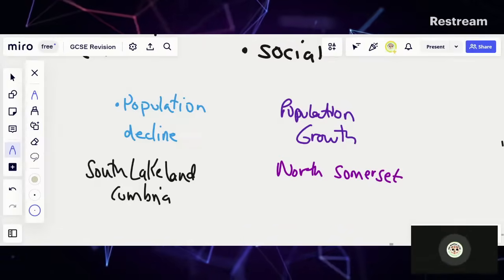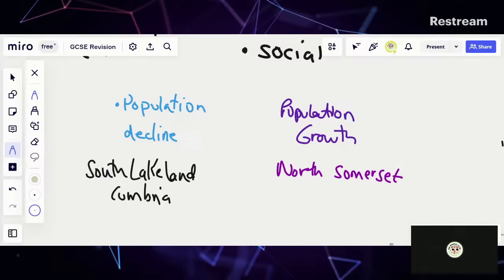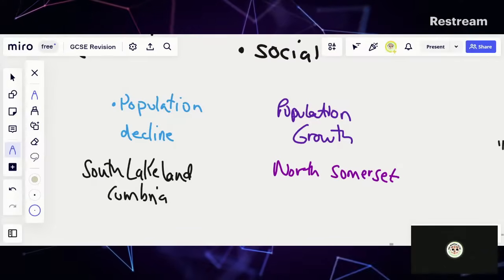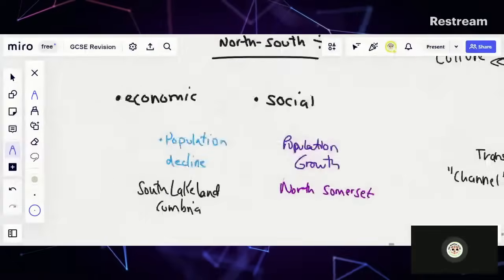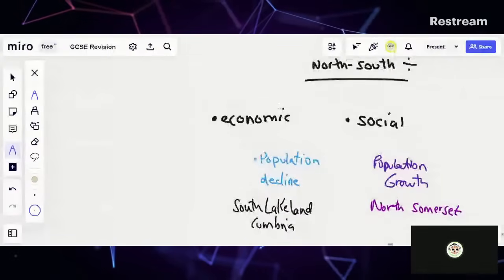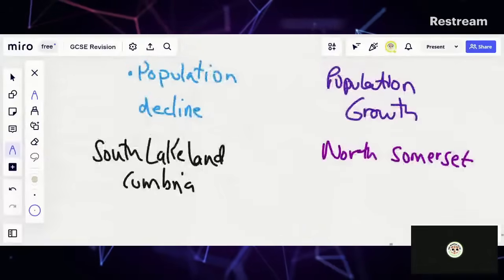So socioeconomic inequalities within a country. Yes, that's right. Okay. North-south divide, socioeconomic differences within a country, within areas.